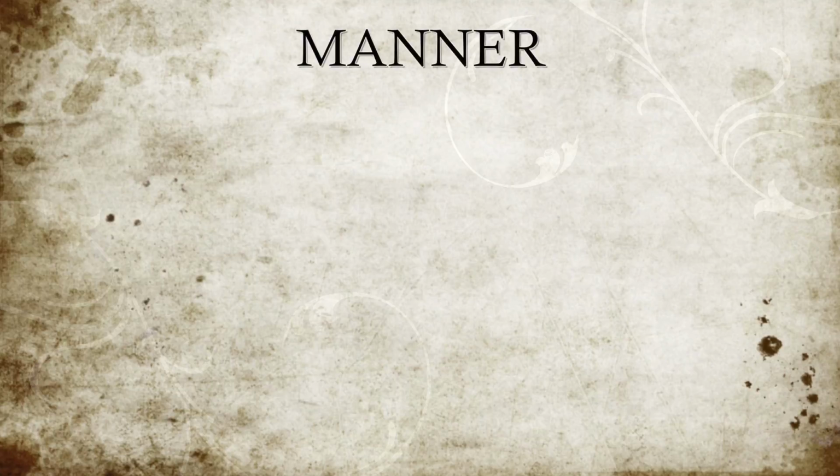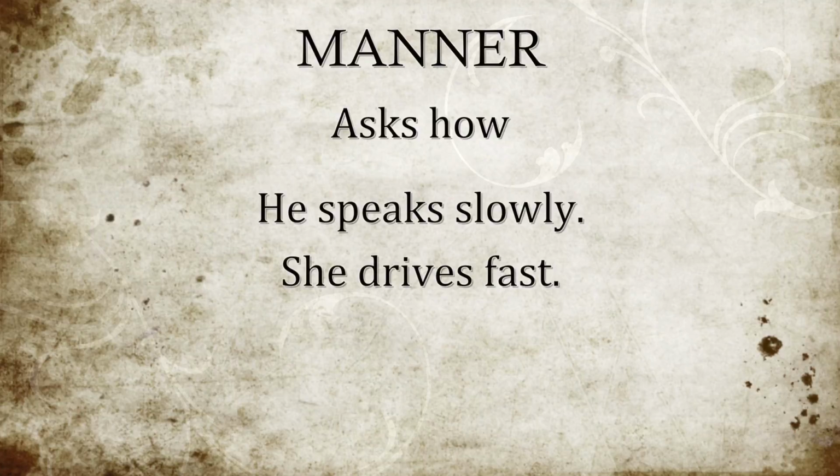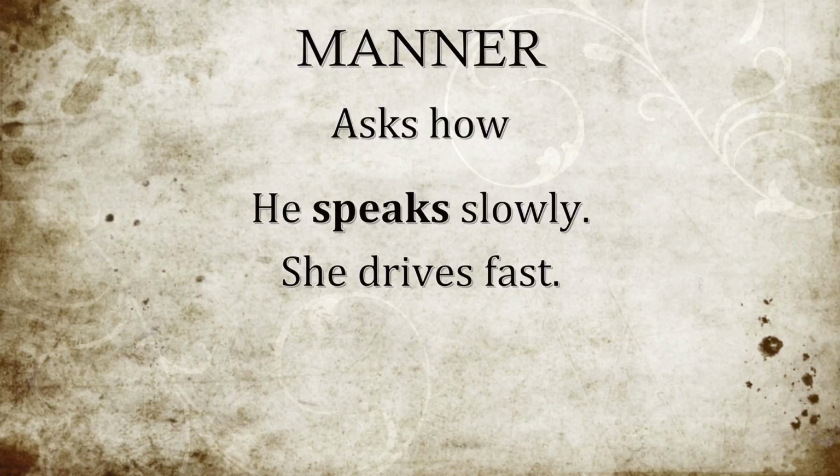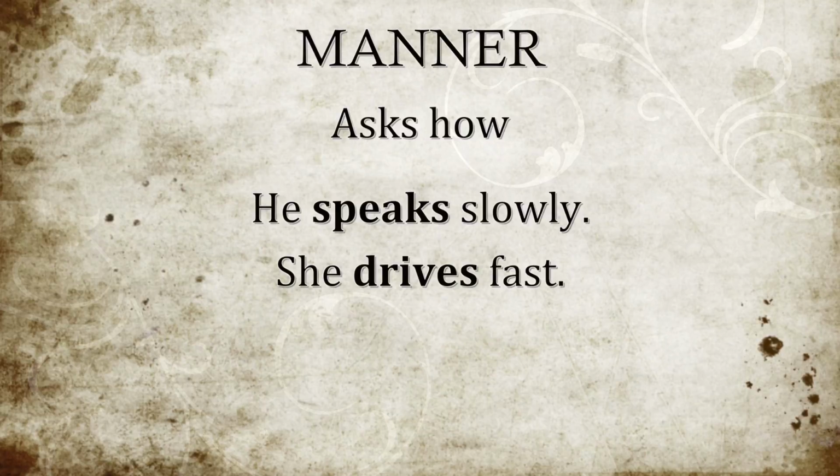All right, let's go ahead and take a look at the third out of our five categories. Manner answers the question how. So if we have the sentences, he speaks slowly, she drives fast, again, follow our rules. Find the verb, adjective, or adverb. Here we have verbs again. In sentence 1, speaks would be our verb. In sentence 2, drives is our verb. Ask the appropriate question. We need to ask how for manner. How did he speak? Slowly is our answer. How did she drive? Fast.